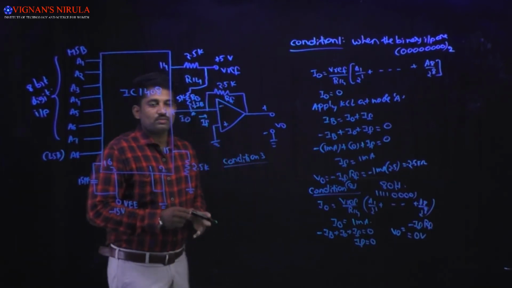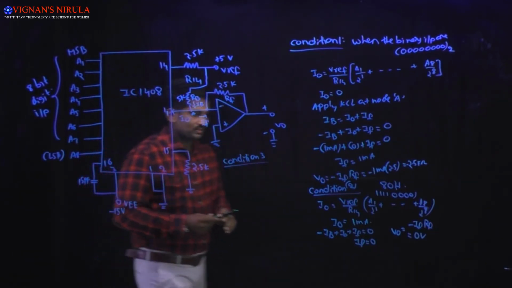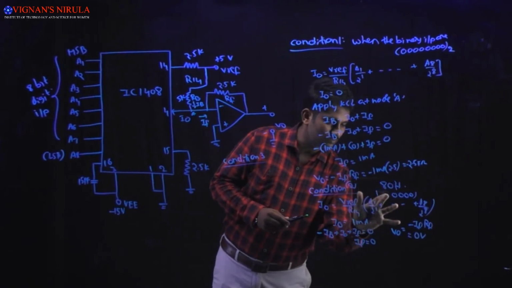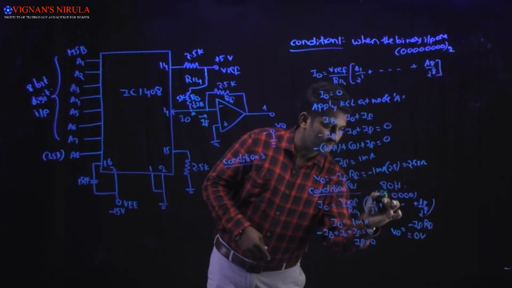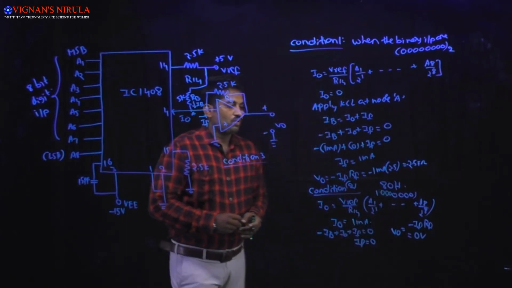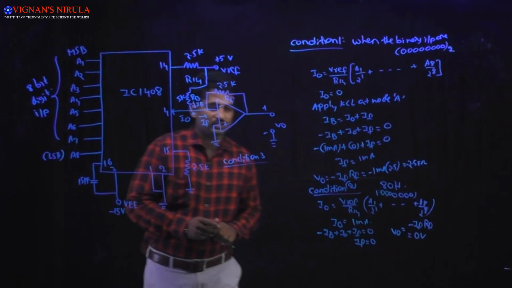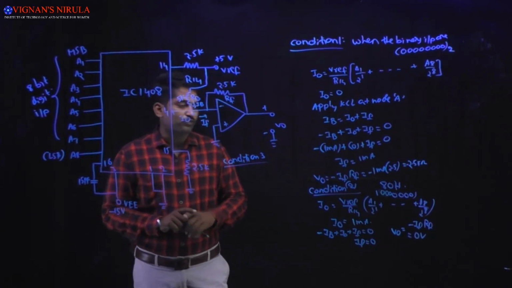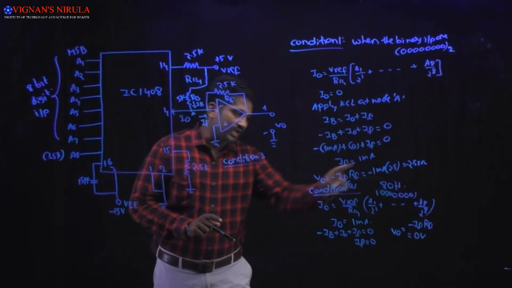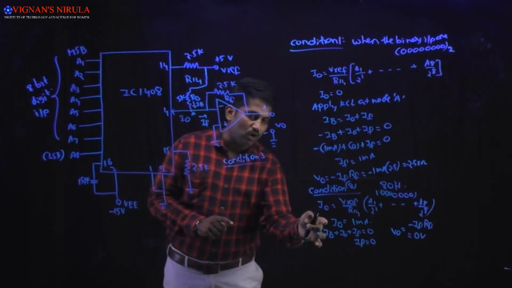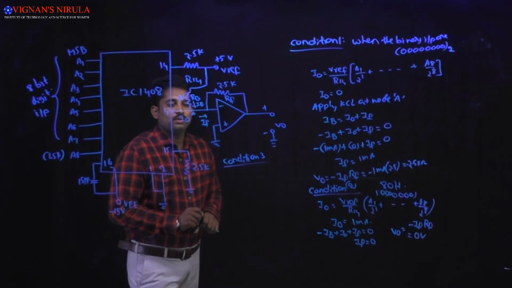Whenever the input voltage, 80H, means 1000 and 4 zeros H. Okay, not 4 ones, 4 zeros. 80H means 1000, 4 zeros H. Then we will get the output current as 1 milliampere.